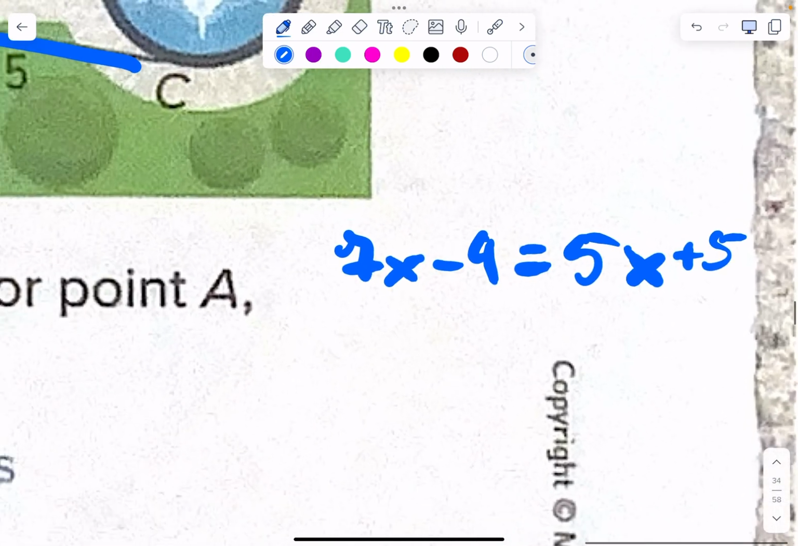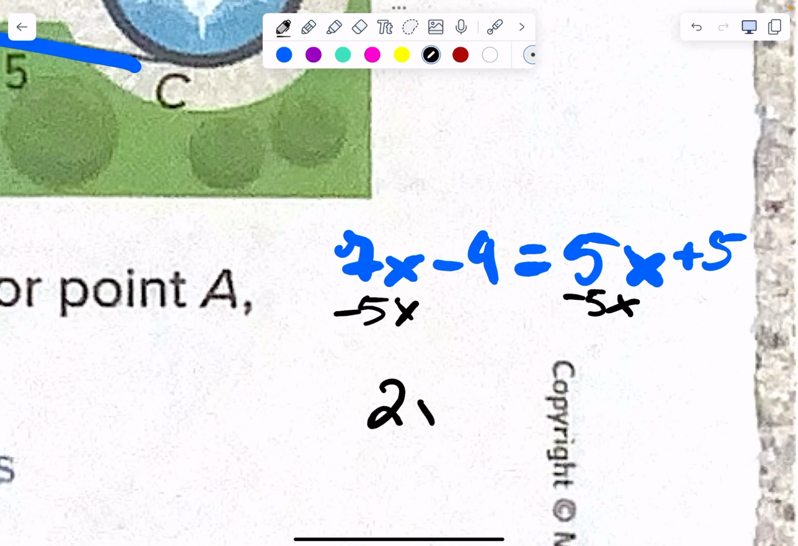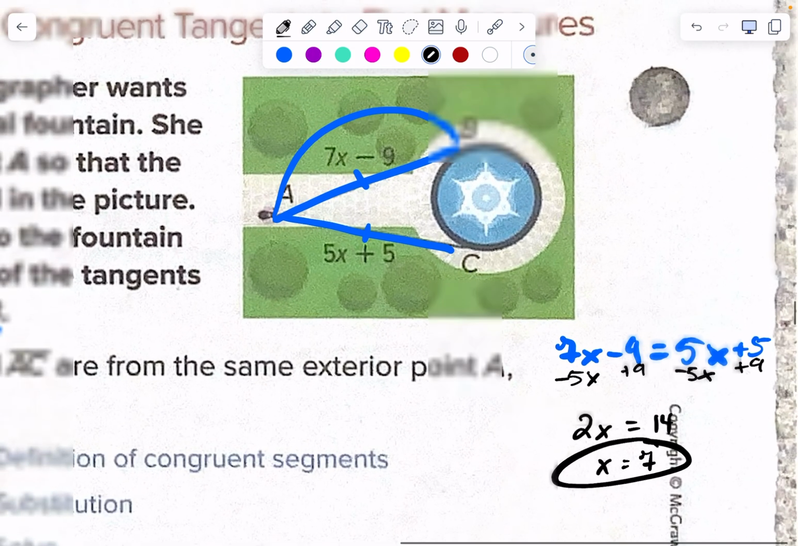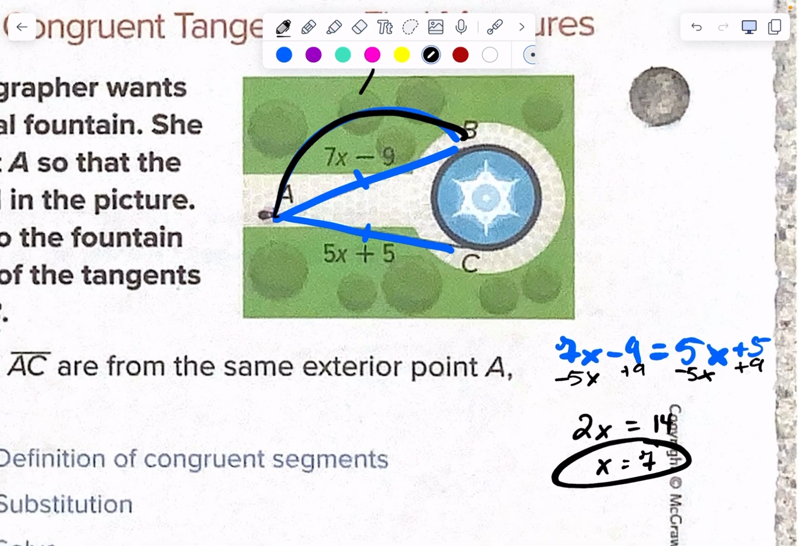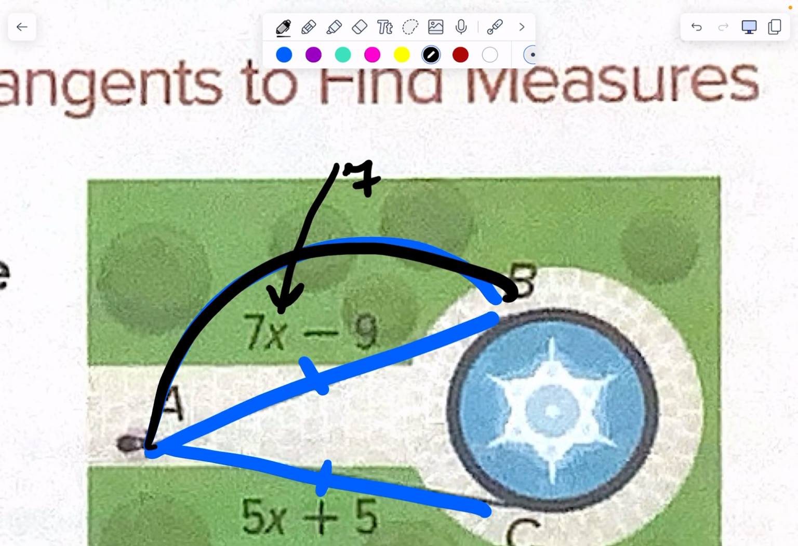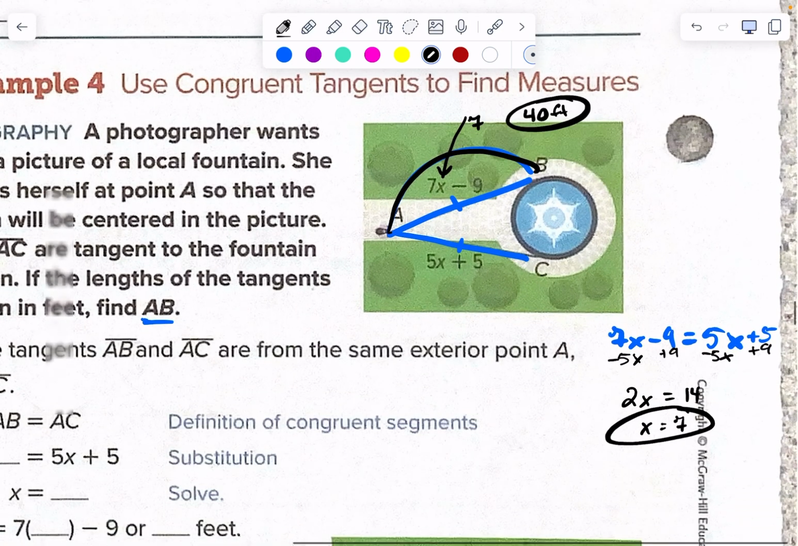And I'm going to subtract 5x. So Brian said 2x? Yes, it is. Adding 9 is 14. X is 7. X is 7, but they want to know the length of AB. So I'm going to plug 7 back in. 7 times 7 is 49 minus 9 is 40. And they say in feet. So AB is 40 feet. So the other one will be 40 feet as well.